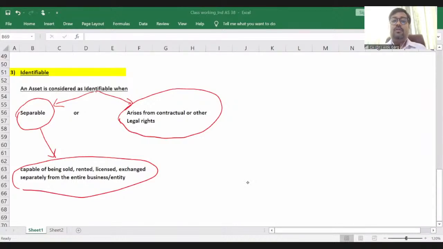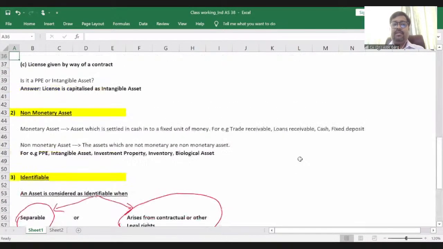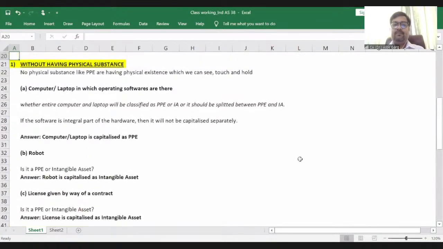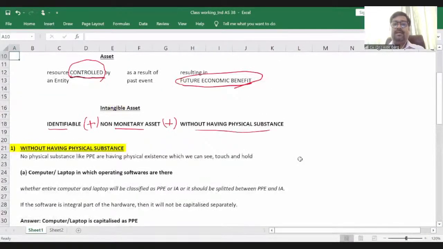Yeah. So coming to the third concept of identifiable. What is the definition of intangible asset? An intangible asset means an identifiable non-monetary asset without having physical substance. So this number 3 we have understood, number 2 we have understood. Now we are going to discuss number 1. Although we have discussed in the reverse order.